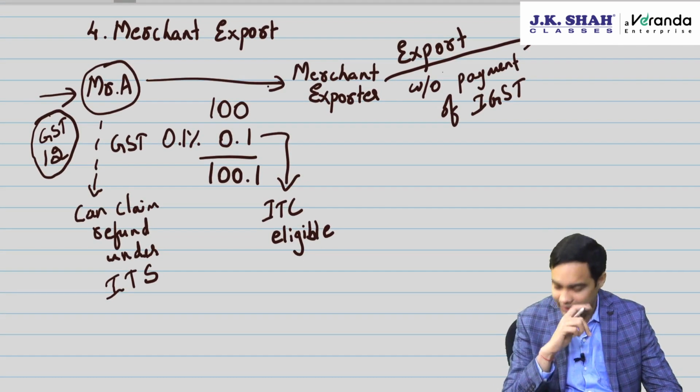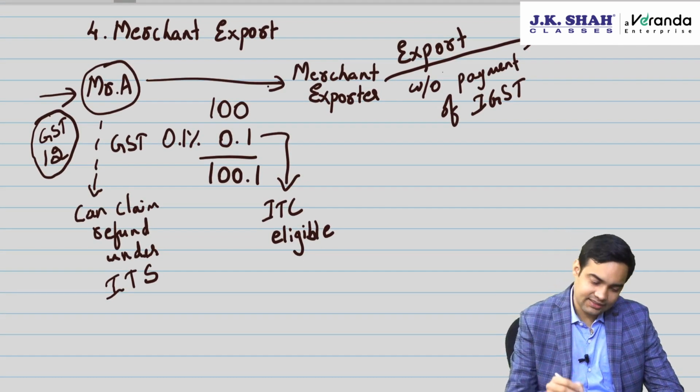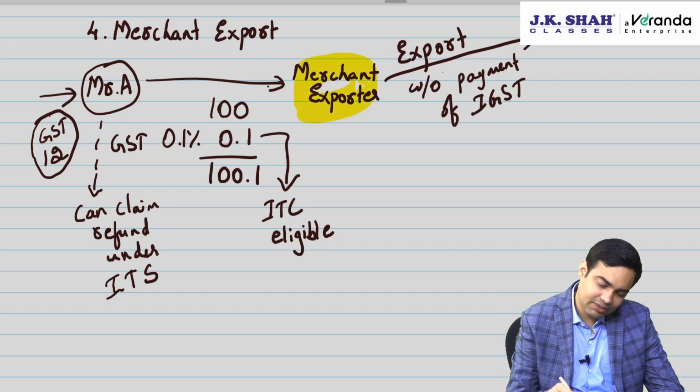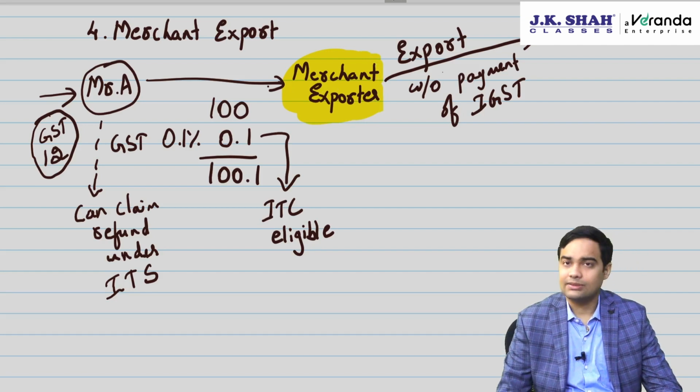Okay, then you have merchant exporter, because this is basically an exemption notification, partial exemption notification, but it is very interesting relating to export transaction. See, merchant exporters are basically traders. What do they do? They are involved in exports. They are very good at export. They have very good contacts outside India. They are registered with Export Promotion Council.